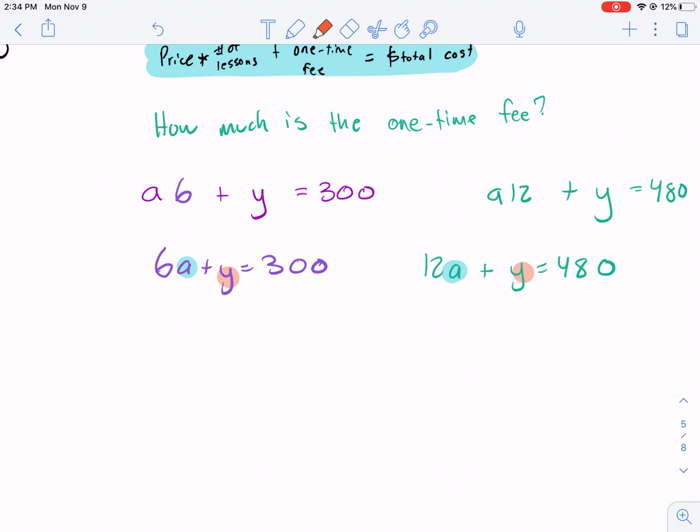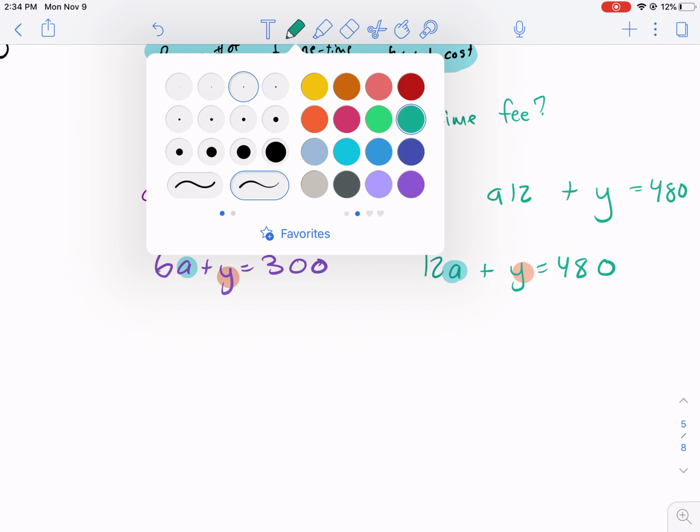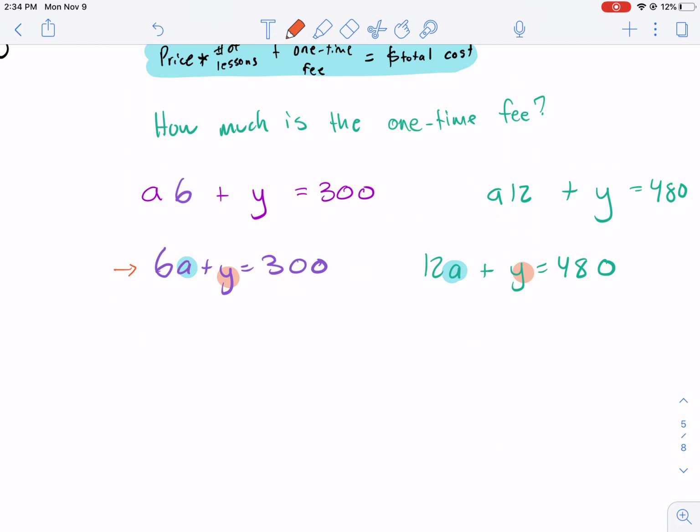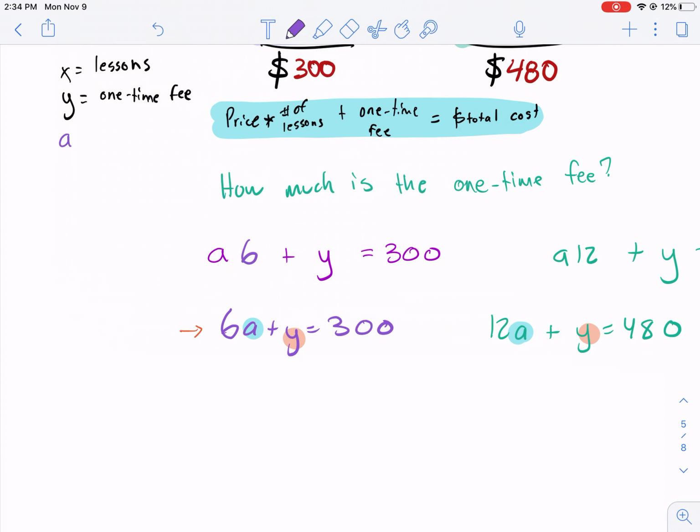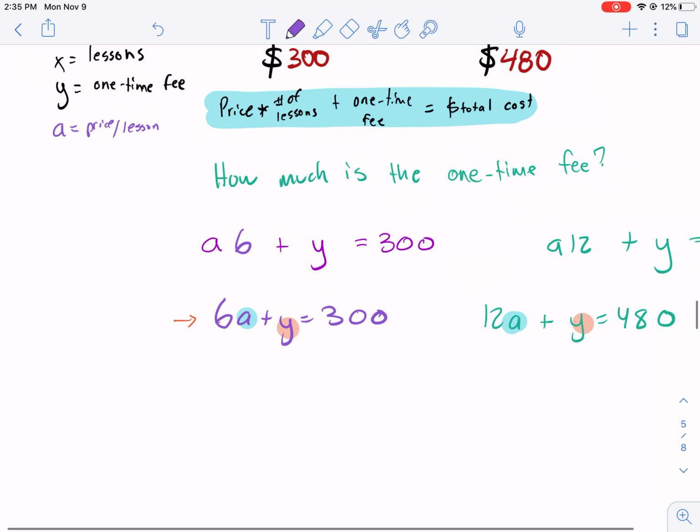So if we're trying to solve using substitution, what I recommend is solving for one of the y's. So here, I'm going to solve for the y here. This is my step one. I chose the y and not the a because I just chose the letter A. Let me write that down real quick. A equals cost per lesson. Okay, sounds good. Or the price. I should write price so it matches up the chart. The price per lesson.